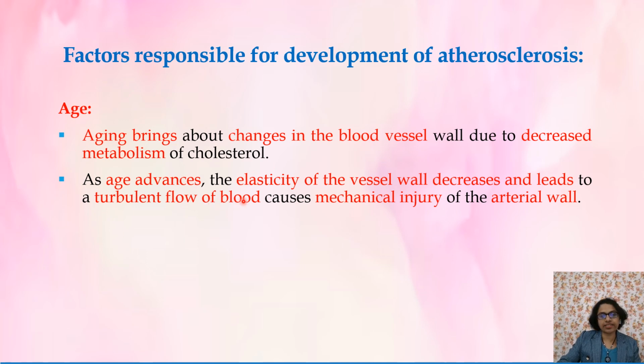As age advances, the elasticity of the blood vessel decreases and leads to turbulent blood flow, which causes mechanical injury of the arterial wall. So once the age is increasing, the elasticity of the blood vessel decreases. That is a causative factor for decreased blood circulation, which causes mechanical injury of the arterial wall.